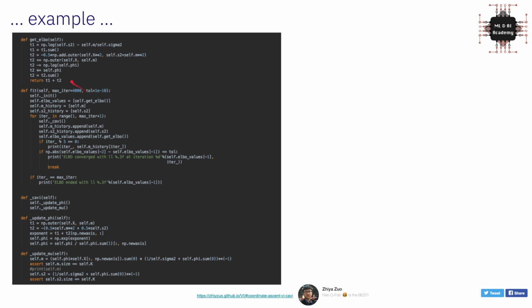But then this is a very nice piece of code which actually seems to work for a Gaussian mixture model. And what you see here is you have an ELBO definition, which S is what we called our variance, and M is the mean. And then the idea here is that we have an update phi function and an update mu function. And then if you see here, the update phi function will have the self.phi, which is nothing but exponential of this exponent, which has the mean squared and the variance, right?